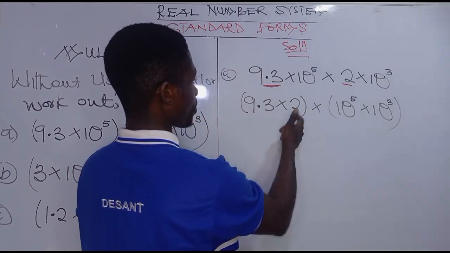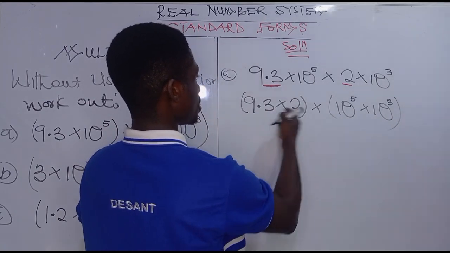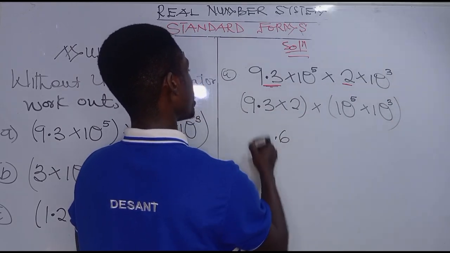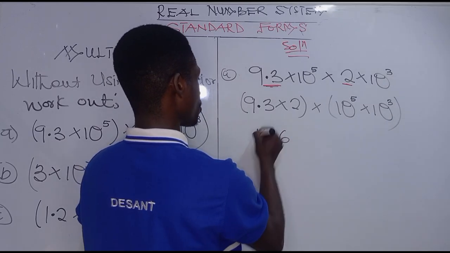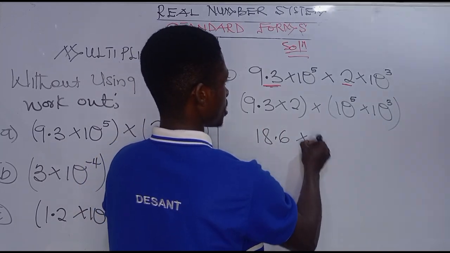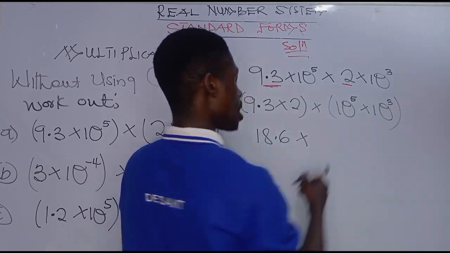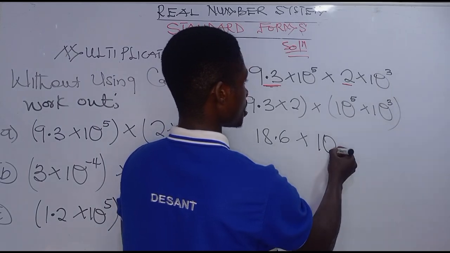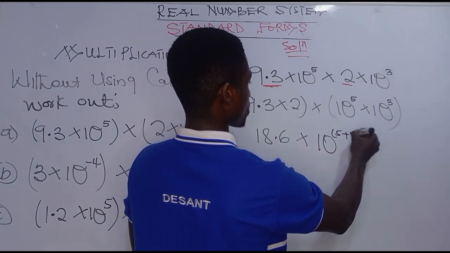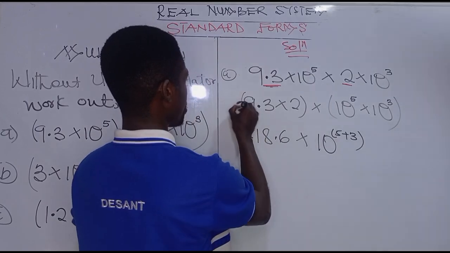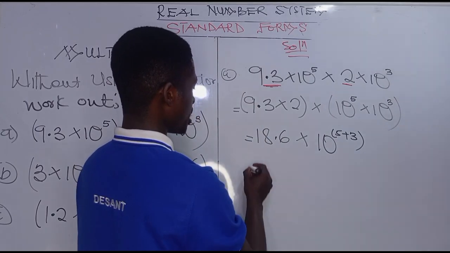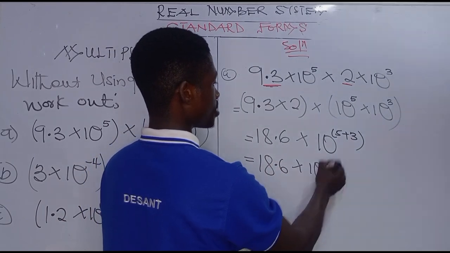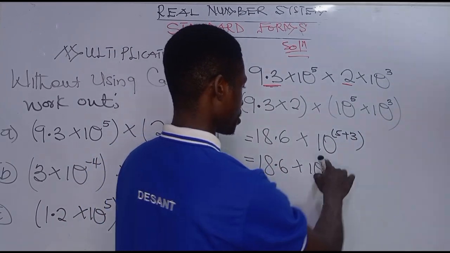So we have 9.3 times 2 gives us 18.6. Then we have two numbers multiplying. They have the same base, 10 and 10. We pick one of the bases and then we add their exponents. So we are going to get 18.6 times 10 raised to the power 8.